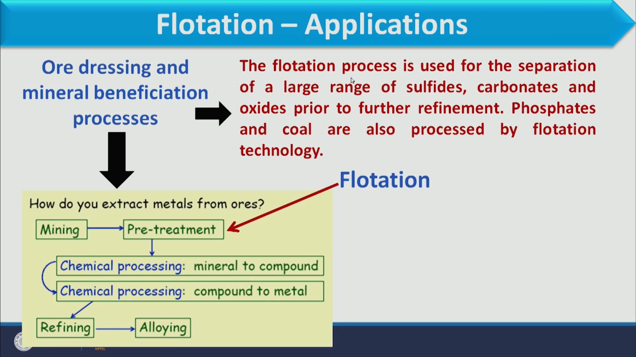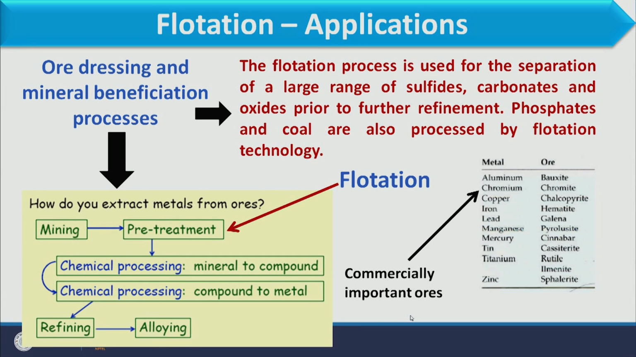Further, the flotation process is used for the separation of large range of sulfides, carbonates and oxides prior to further refinement, as we have discussed in this flow chart. So, phosphates and coal are also processed by flotation. So, here you see the main application of flotation is in ore dressing and recovery of metal from ore.